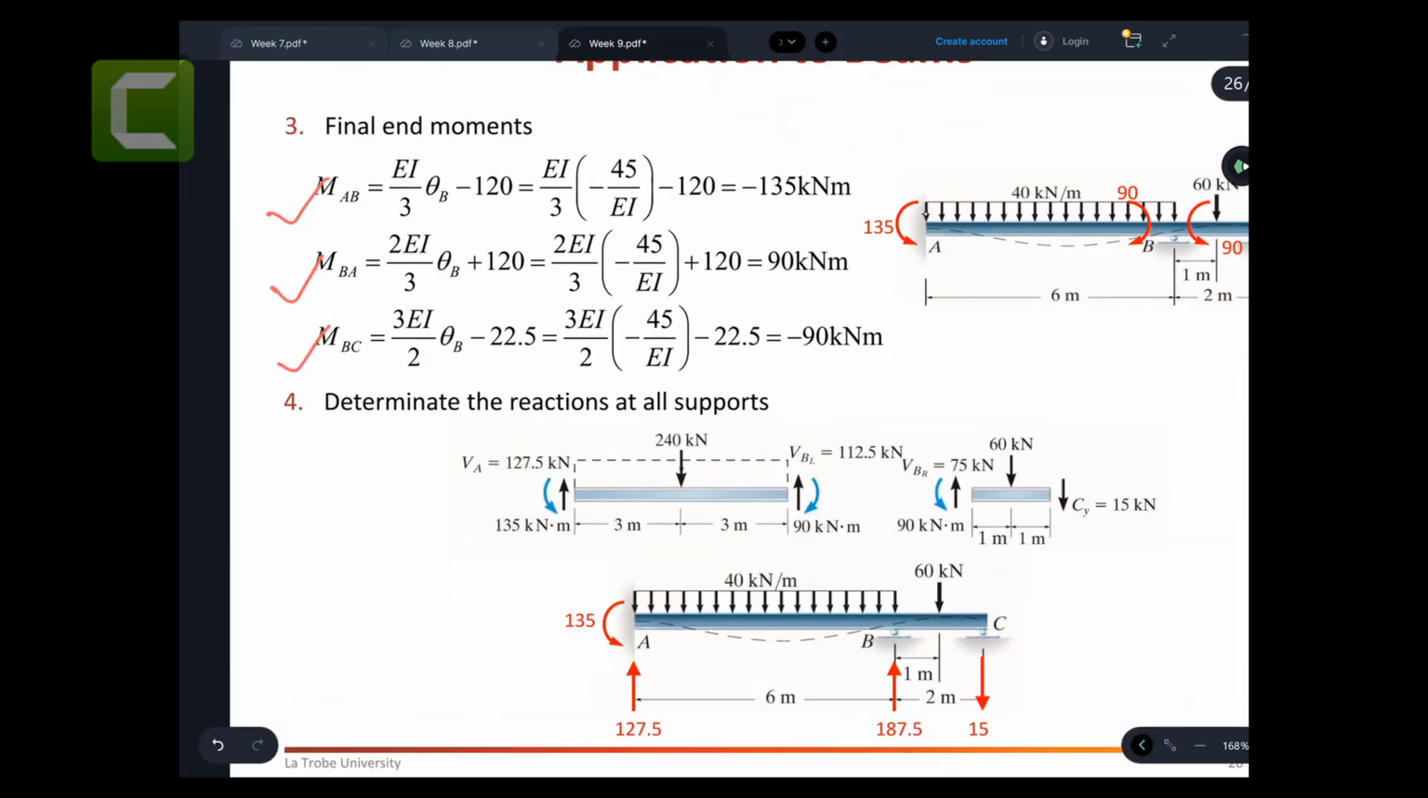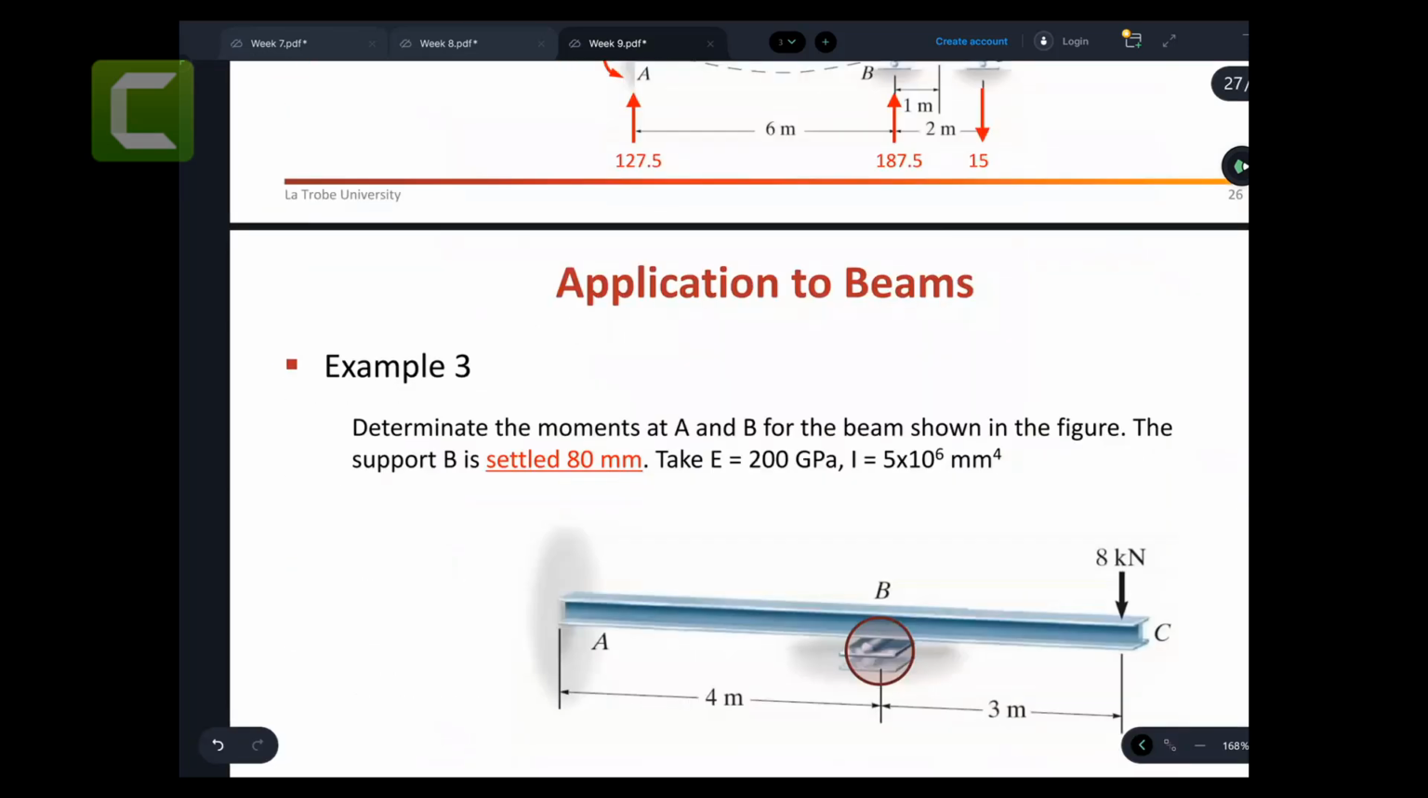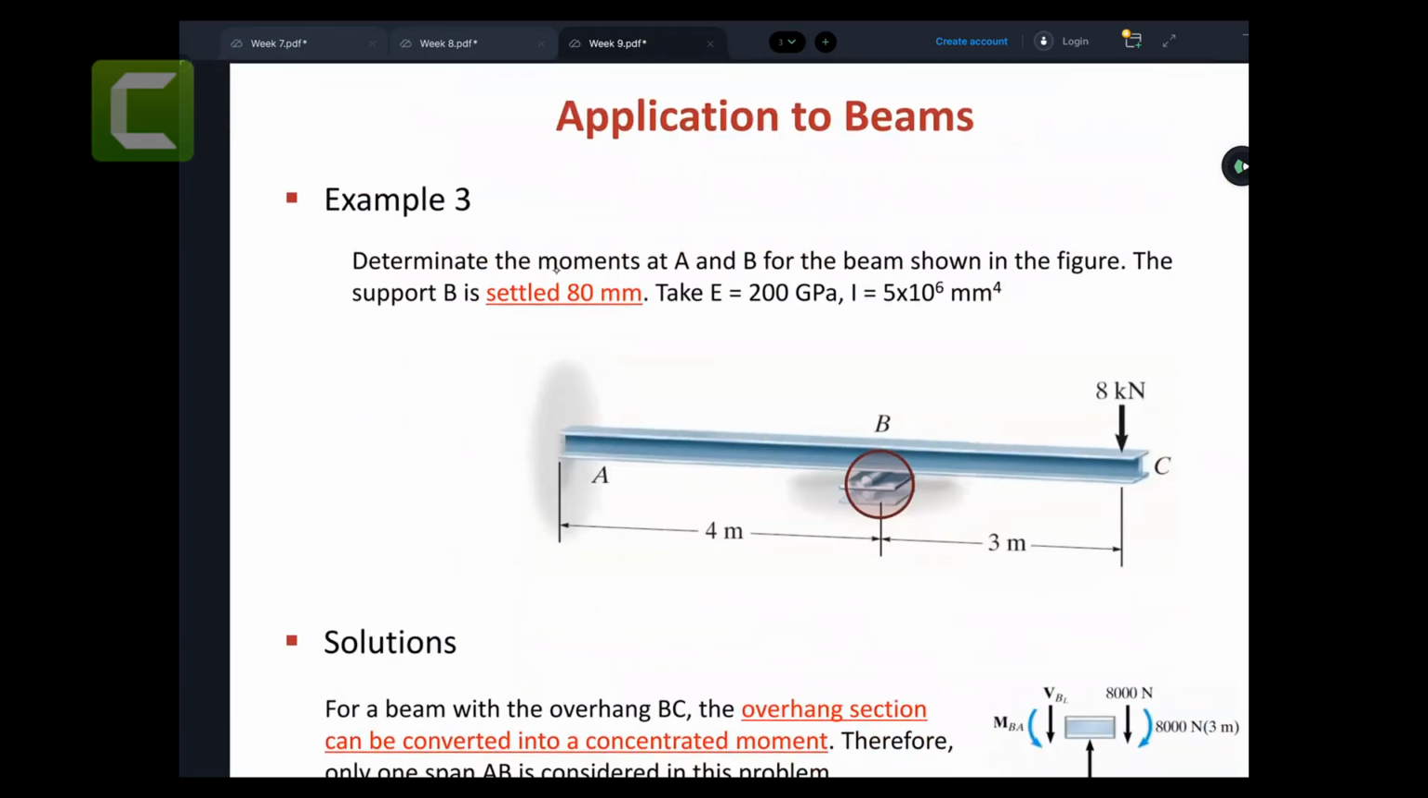And then you can just simply use these ones and find out this reaction force using those end moments. You can also take these ones and calculate the reaction forces. Those reaction forces are there. Okay, when you have a settlement, 80 millimeters, same thing.